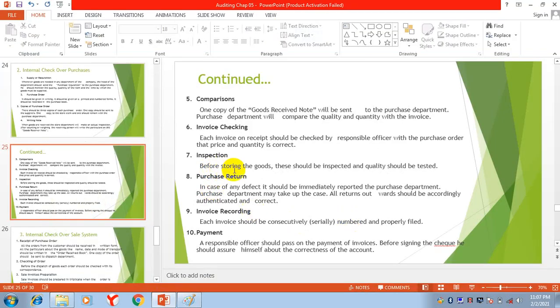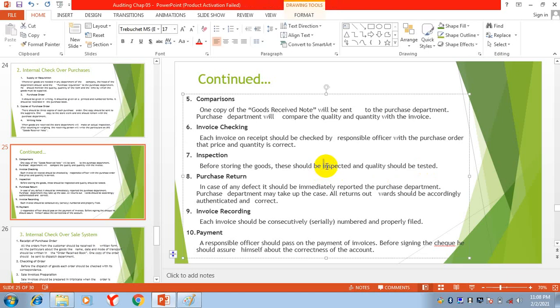Inspection. Before storing the goods, these should be inspected and quality should be tested. We will inspect whether it is in working order or not. We will check whether the quality is good or not. So inspection is also a must.